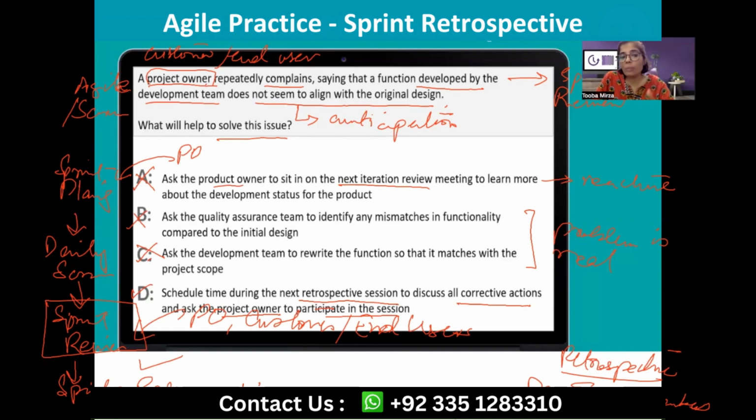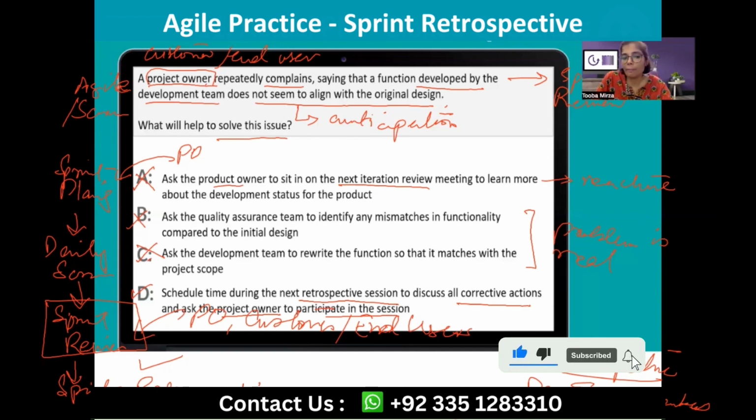My point is B and C both don't apply if you are sitting in the review session, for that sprint. For that sprint, option B doesn't apply as per the best practice. The quality assurance team is not expected to identify any mismatches after getting the feedback. It should have been done during the verification process, before going to the customer in the validation phase. You're getting my point. This is against the best practice.